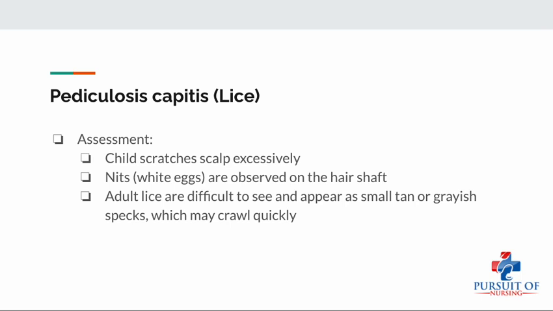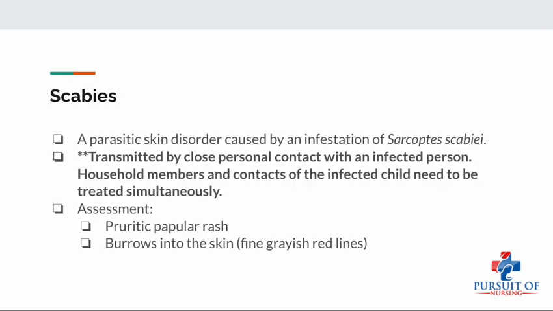Okay, scabies. Scabies is a parasitic skin disorder caused by an infestation of scabies mites. It is most common among children and those institutionalized due to close contact. So it is transmitted by close personal contact with the infected person. All household members and contacts of the infected child need to be treated simultaneously.